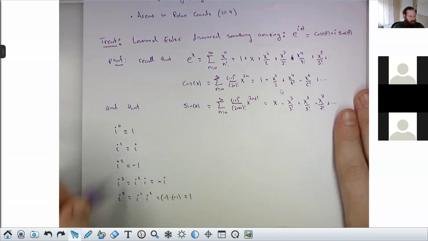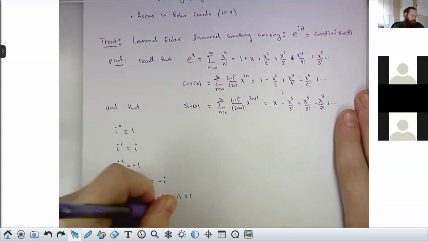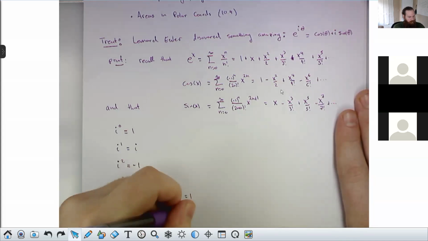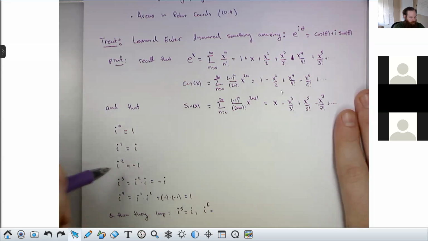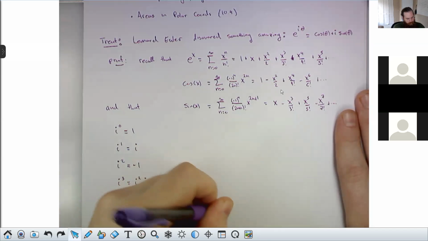And they loop after this. i to the 5 is the same as i to the 1. i to the 6 is the same as i to the 2, and so on. So i to the 6 is i cubed times i cubed. How else would you think of this? It's the same as i squared, yeah. So this would be negative 1, and so on.